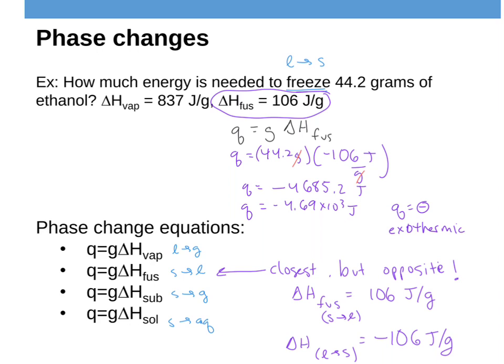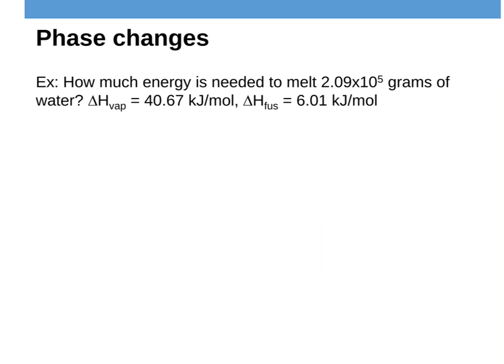So that's kind of how we approach these, right? You just got to make sure that you pick which one of these three most resembles your phase change. That might be opposite. If they're opposite, you just flip the sign, and now you've got the heat of crystallization. Basically, the heat of freezing. So I want you to do one now.